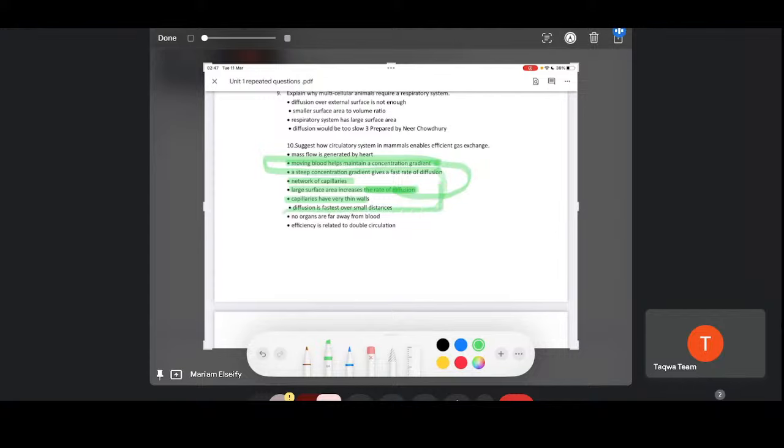Diffusion is fastest over small distances. No organs are far away from blood. Efficiency is related to double circulation.